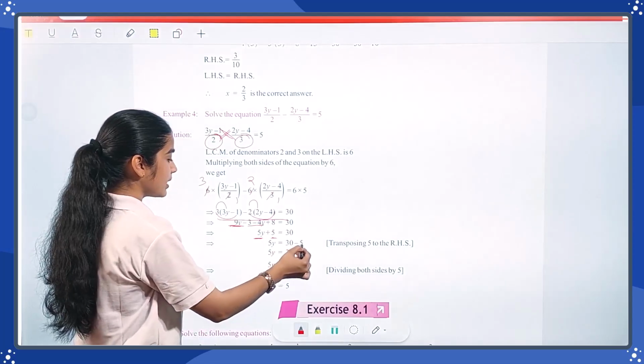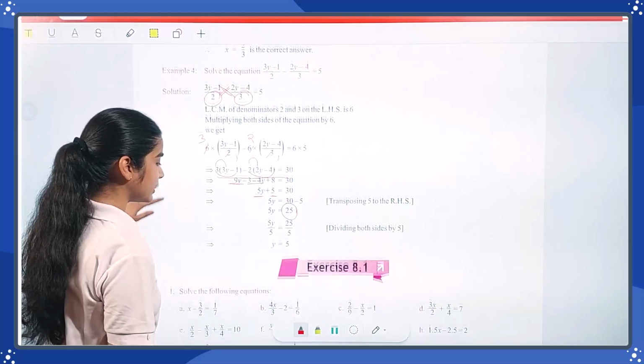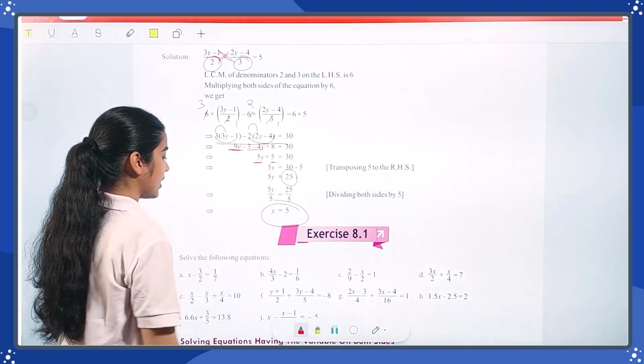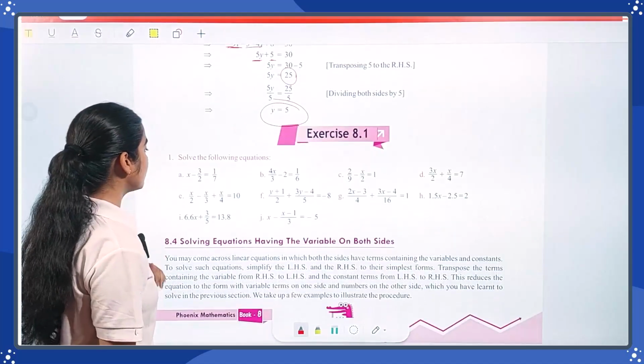5y is equal to 30 minus 5. Now you have 25. So y is equal to 25 divided by 5. Y is equal to 5. So I hope, students, these examples are clear to you. Now solve the following equations.